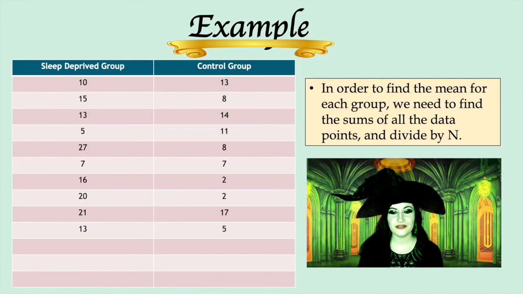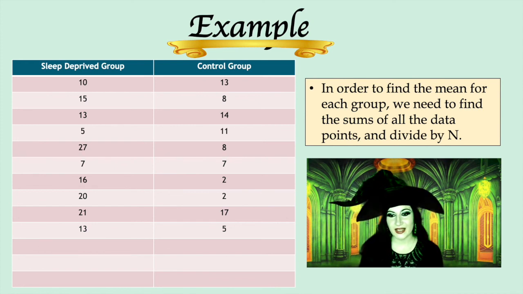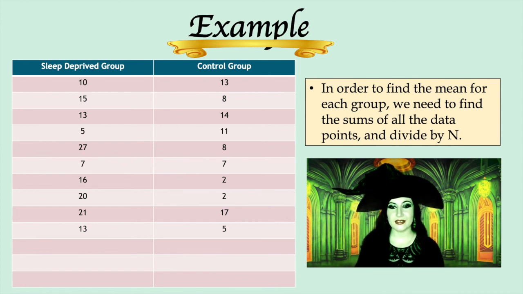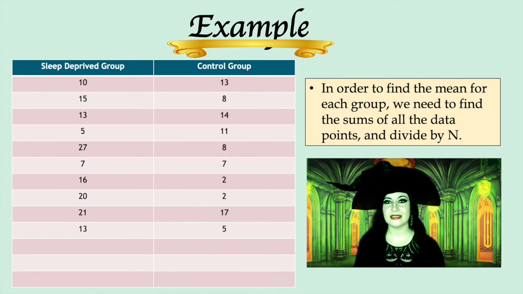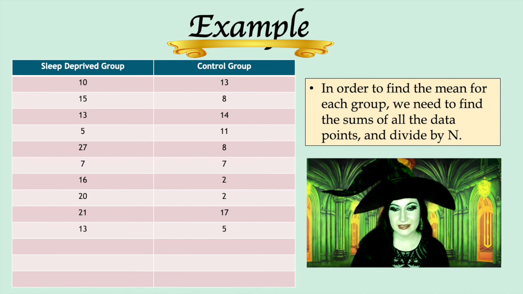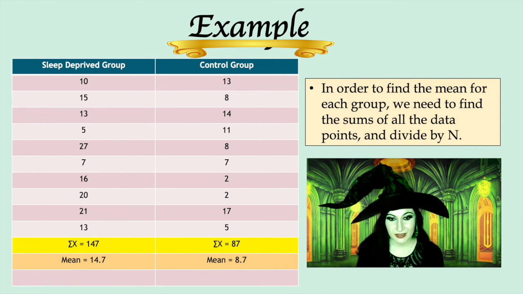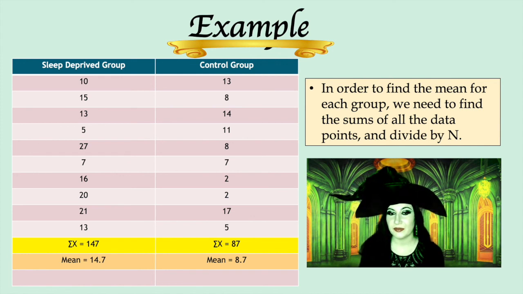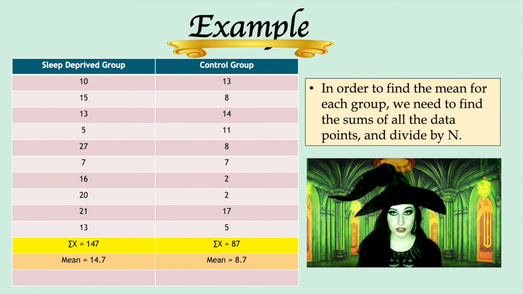We know that in order to find the mean for each group, we need to find the sums of all the data points and divide them by n, the total number of people in our sample. Once again, we have two samples, two n's, so we need to calculate two different sample means. If we look at the sum of the first column for the sleep-deprived group, we get a total of 147. If we take 147 and divide it by 10, the number of people in our data set, we get an average of 14.7. We're going to do the same thing for the control group.